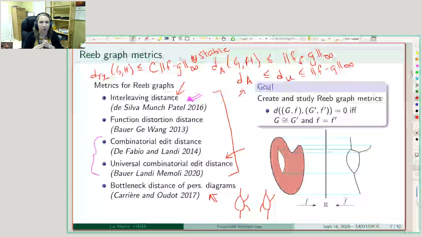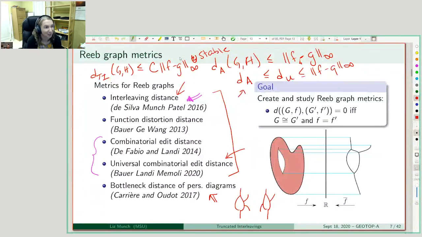So at this point, it really depends on the application. There's some other interesting restrictions if you restrict your Reeb graph to nicer things, but yeah. Sorry, that was a long-winded answer to a good question.